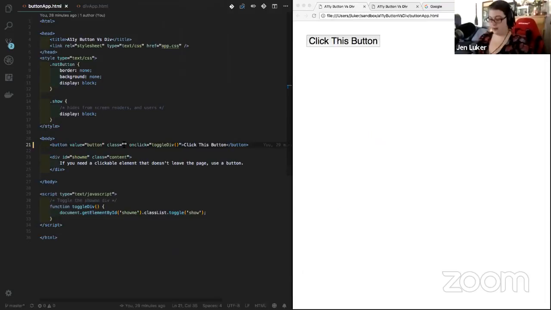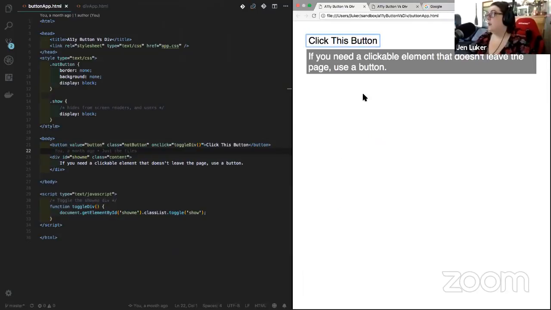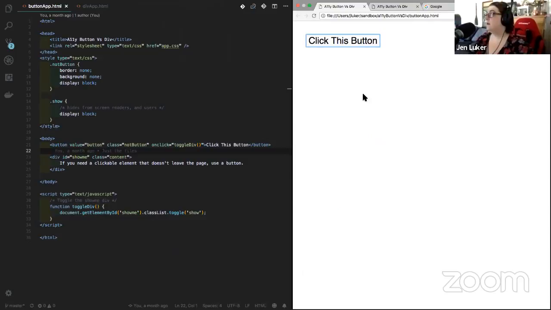So let's just go ahead and add the class of not button. And all it does is remove the border and the background, and it makes it display block like most divs are. And by refreshing, it looks like a div now. You can still tab to it. You can still hit enter. You can still hit space. It does all the things that a button used to do. It just looks like a div.